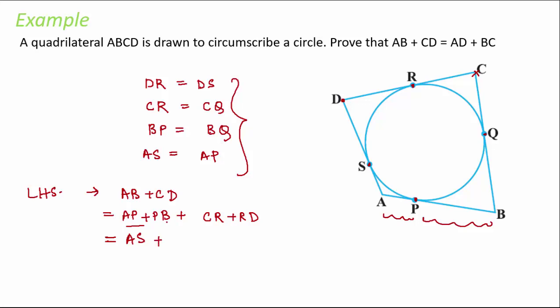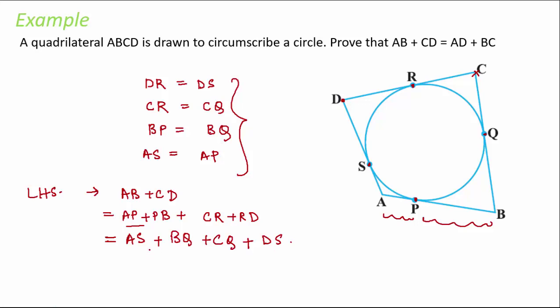Now what about PB? PB or BP, it's the same thing, is equal to BQ. So let's write it as BQ. Then we have RC or CR, which is equal to CQ. So let's write it as CQ. And then RD, which is equal to DS.